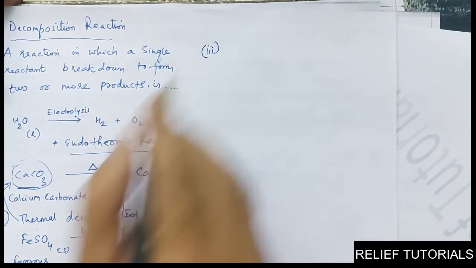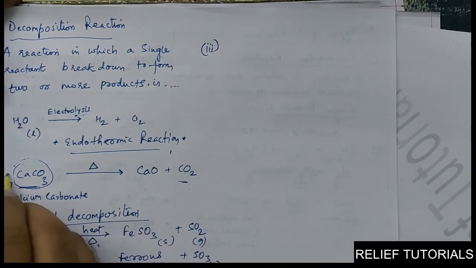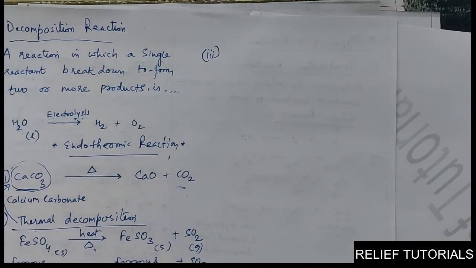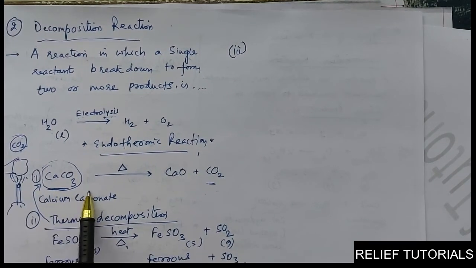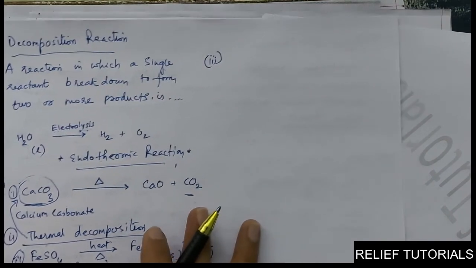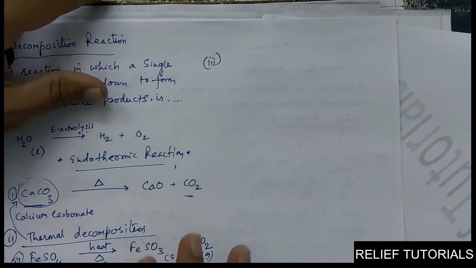Third example for the thermal decomposition. First is already here, second is this, and the third is this. First is already here as CaCO3 broken into pieces. Second example is what? Ferrous sulfate. Third example, let us say lead nitrate.